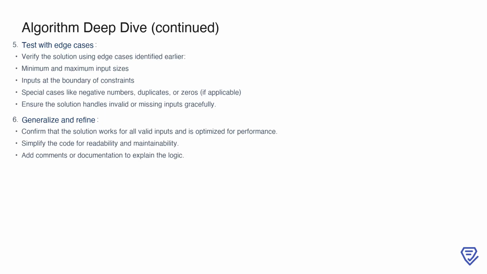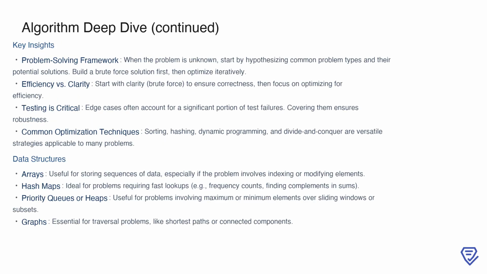Once edge cases are addressed, we can then generalize and refine the code. This involves confirming that the solution works for all valid inputs while maintaining its optimized performance. Refinement also means simplifying the code where possible to enhance readability and maintainability. Adding comments or documentation to explain the logic makes the solution easier to understand for others, or even for ourselves when revisiting the code later. This iterative process of testing, generalizing, and refining ensures that the solution is not only correct and efficient but also clean and professional.